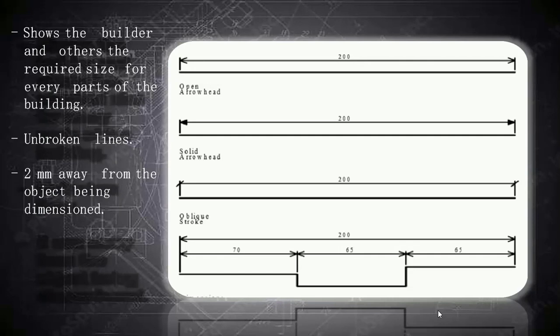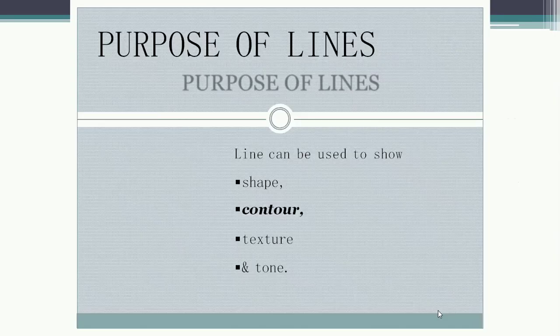As you can see in the figure, it shows the builder and the other required sizes of every part of the building, then unbroken lines, which are 2 mm away from the object being dimensioned. The purpose of the line, of course, is that lines can be used to show the shape, contour, texture and tone of the particular object, particular building.